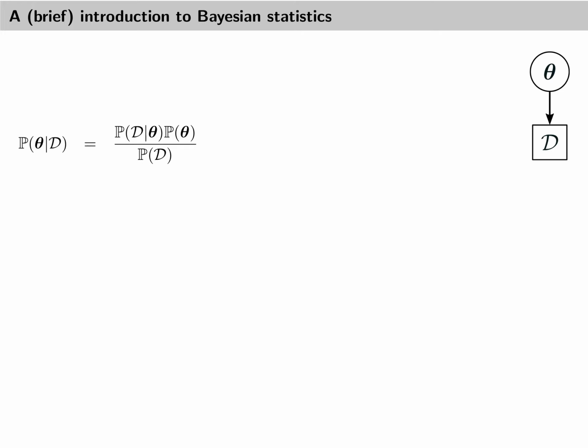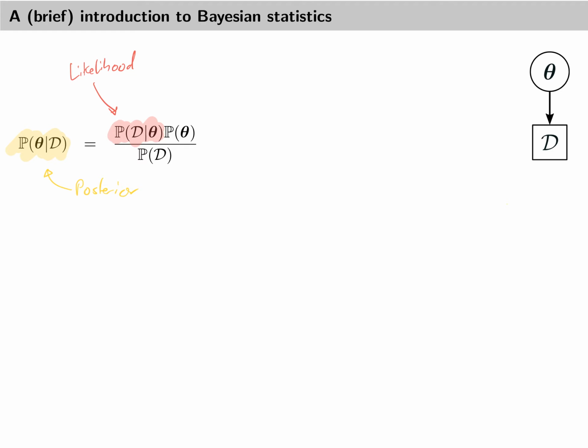The distribution of interest is the so-called posterior distribution, marked here in yellow, which is the probability distribution of the parameter vector theta given the observed data. The posterior distribution is calculated from three quantities. The first one, here in red, is the likelihood of the model. The likelihood must be specified when defining the model for any type of inference conducted.